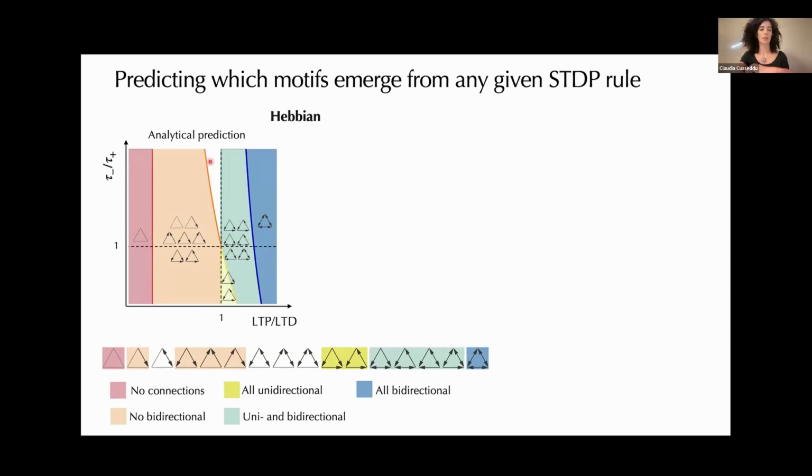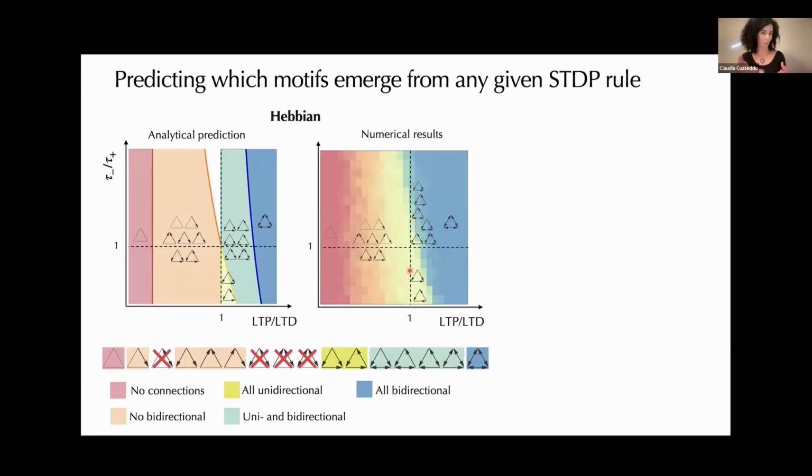The white region is a region where, in principle, we would predict that any motifs can emerge, but actually, the dynamics of the neurons will push the region into green or yellow motifs. This was also confirmed by numerical results, as we can see here, for example. And the rest of the parameter space also matched the analytical prediction.